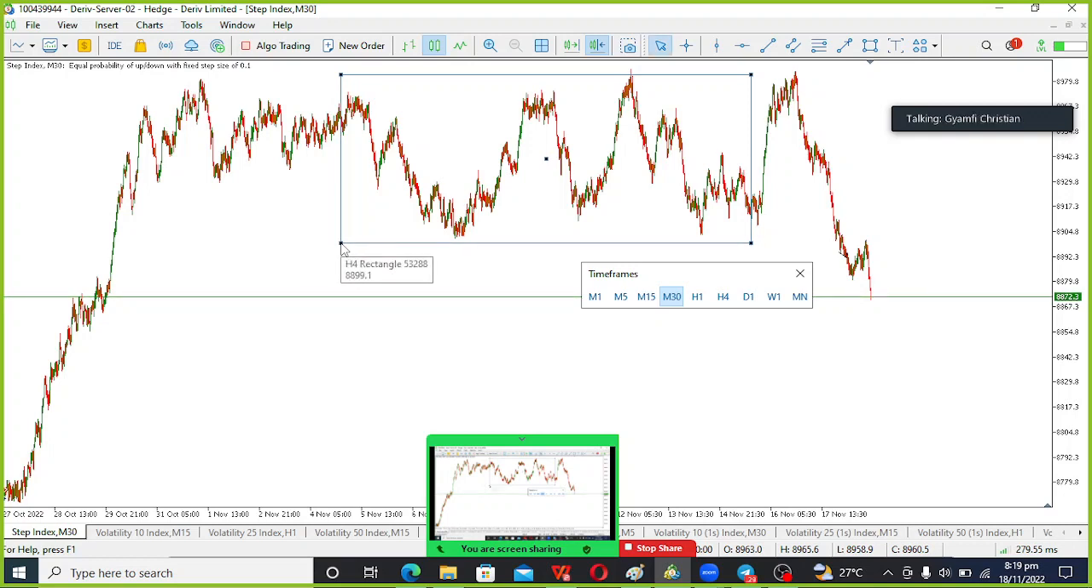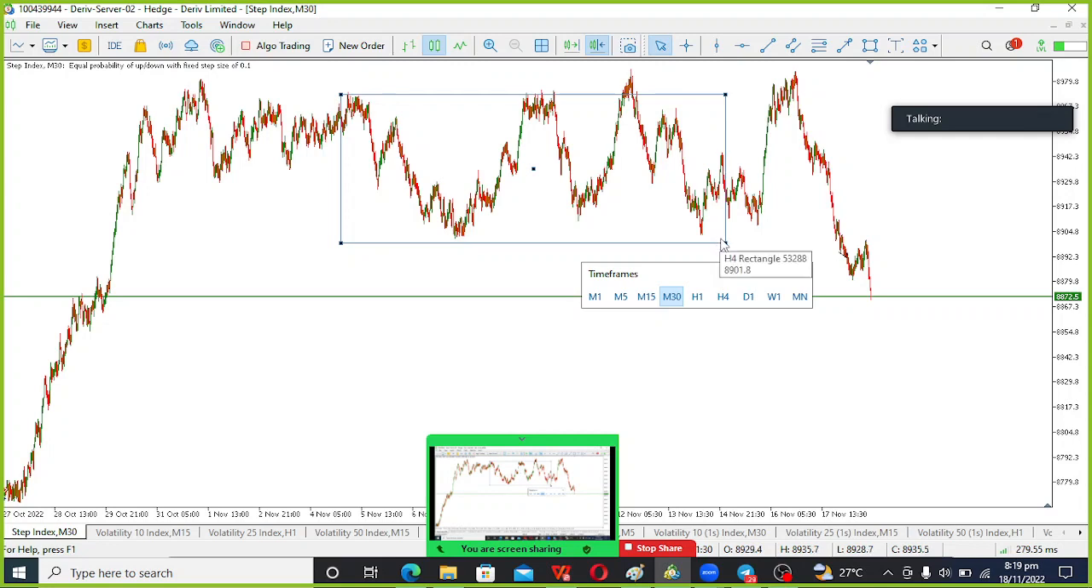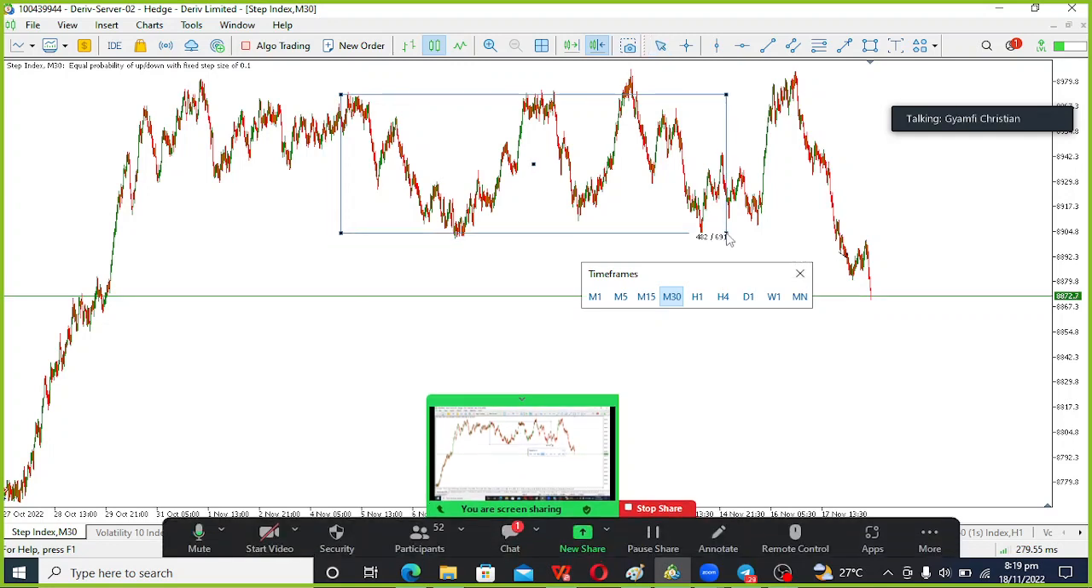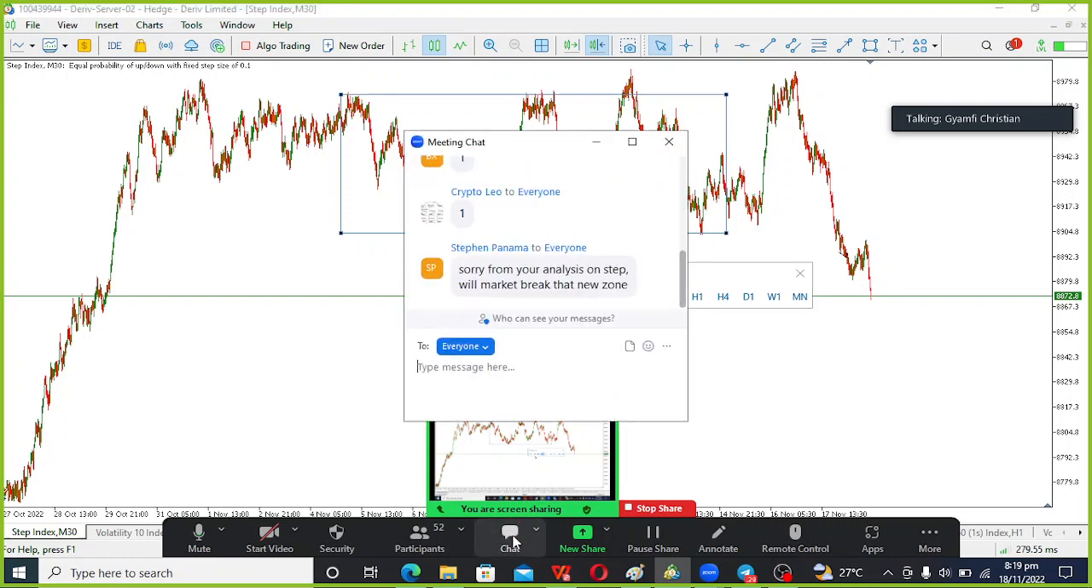Okay, so here we can see the market moving sideways. If you can also see that, type one in the chat box. We can see where I've marked as our area of interest. The market was just moving sideways. There was not a definite or a direct decision.